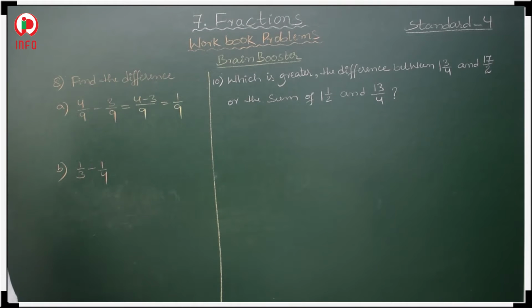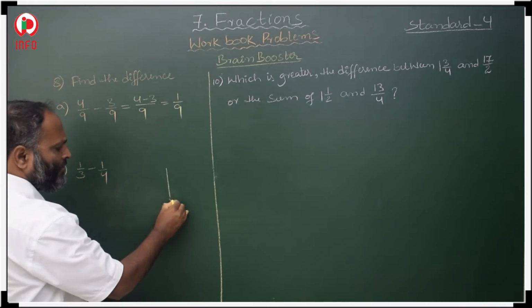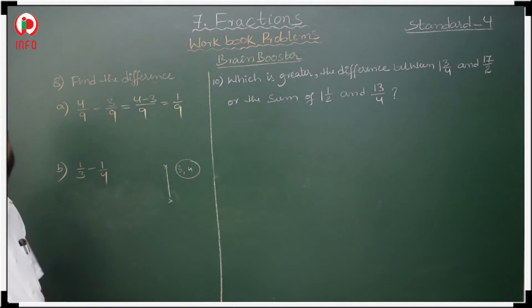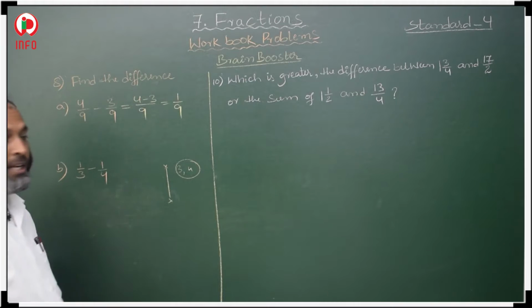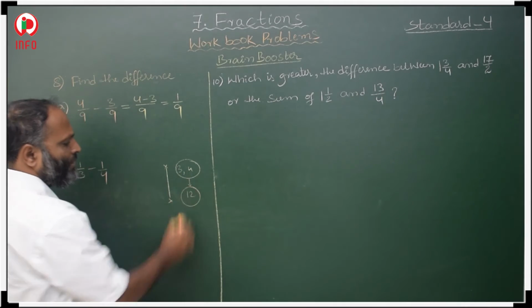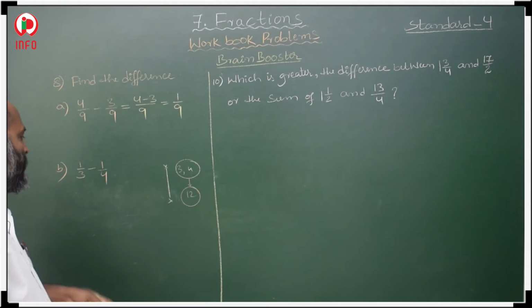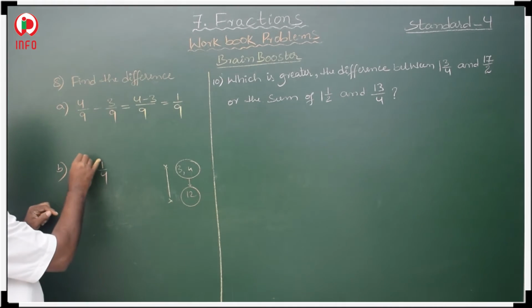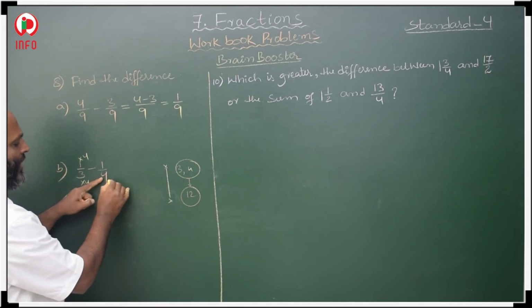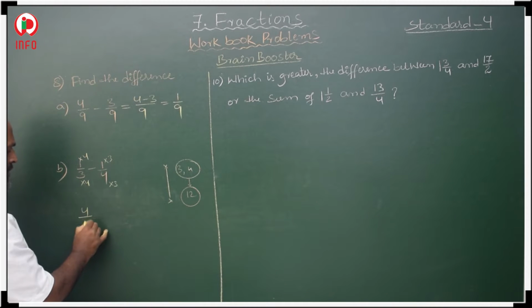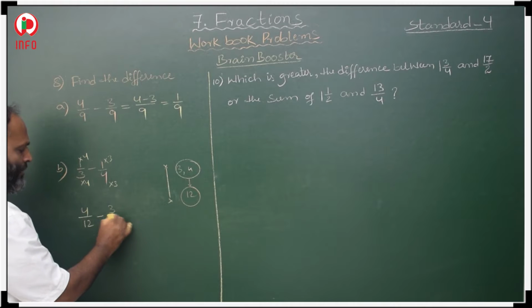Unlike fractions are given, so we have to find the LCM. 3 and 4 are consecutive numbers. Then what is the method for finding the LCM? We have to find the product. 3 fours are 12. 12 is the LCM. In the 3 table, when do you get 12? 3 fours are 12, so multiply by 4. In the 4 table, when do you get 12? 4 threes are 12, so multiply by 3. 1 three is 3 by 12.